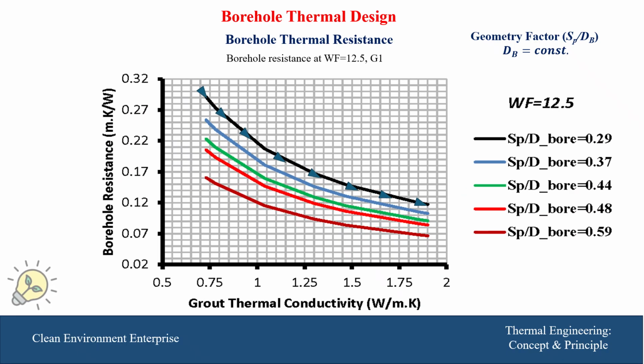We have the same behavior when we have WF equal 12.5, and again here the thermal resistances are higher than the previous one, and again we have the same behavior from a maximum value at 0.73, which corresponds to around 0.3, down to 0.16 for the same thermal conductivity, and it is reduced to a value of around 0.12 for the geometry factor of 0.29, and it is reduced to a minimum for the geometry factor of 0.59 at a value almost corresponding to 0.06, and we can see the difference is almost double.